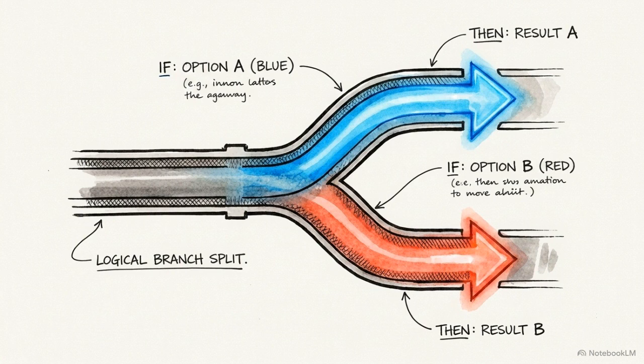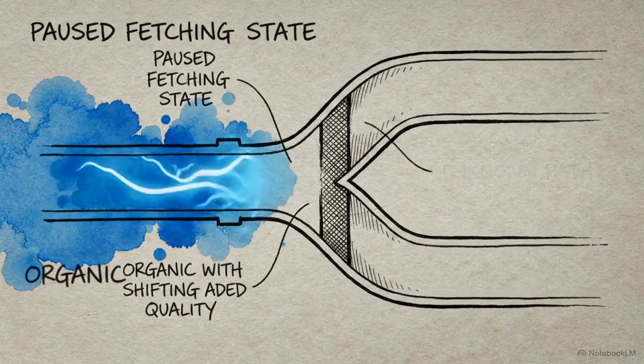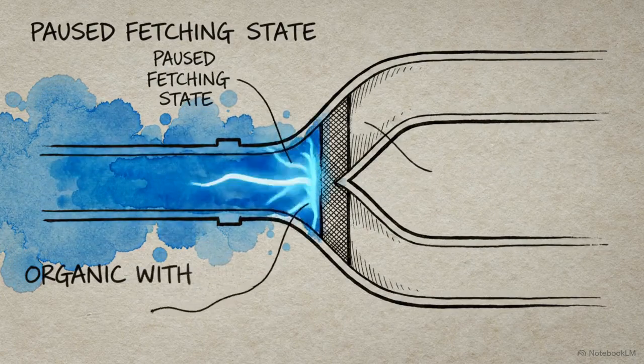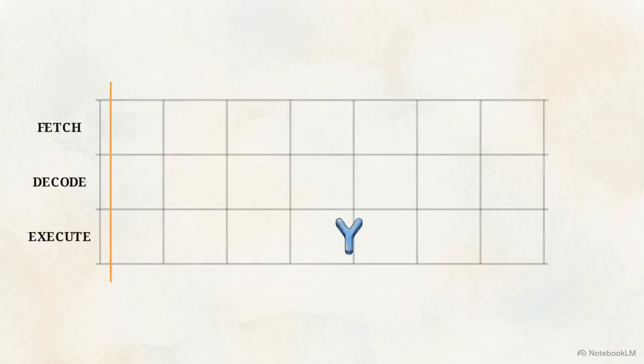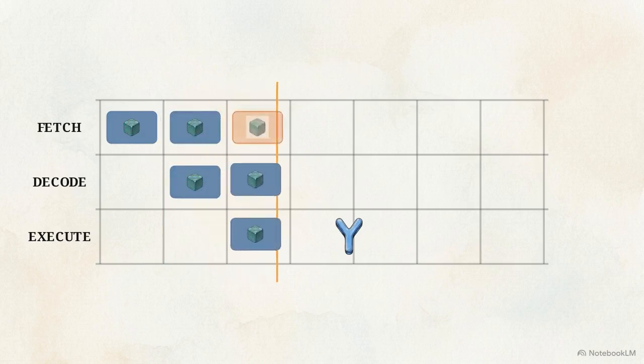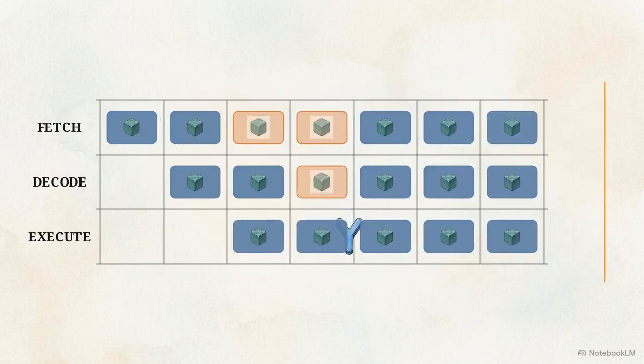That continuous flow is immediately threatened by logical branches, where code encounters an if-then statement and splits. Branches force the CPU to pause fetching because it cannot know which instruction path to queue next until the execution completes. Modern processors mitigate this pause using branch prediction. The CPU statistically guesses the outcome of the logic to keep the pipeline continuously fed.